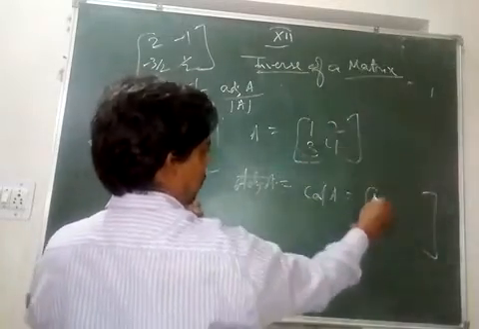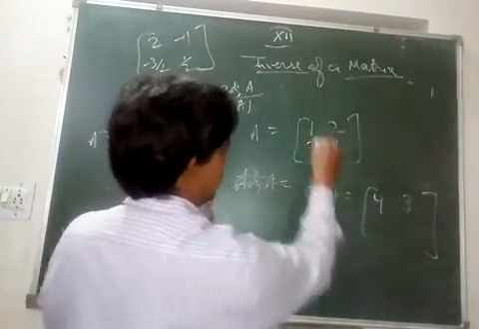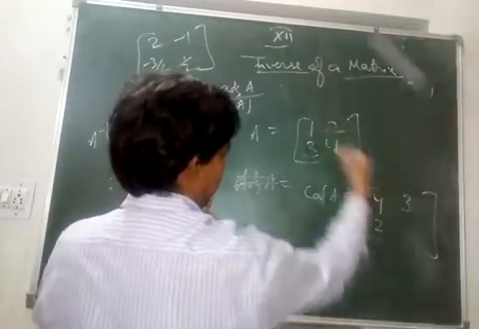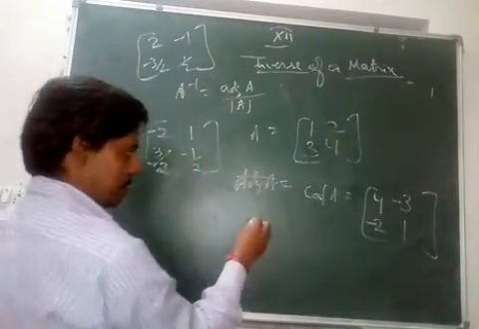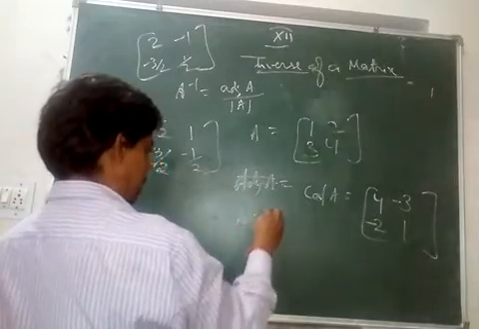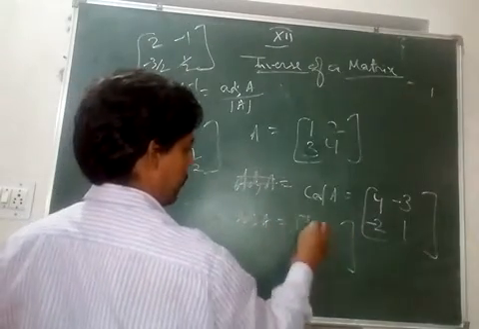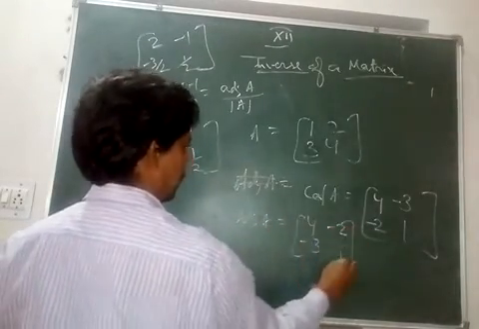For 1 it is 4, for 2 it is 3, for 3 it is 2, and this is 1. So change their sign. Okay. Now take the adjoint of A. You will get 4, minus 3, minus 2, 1.